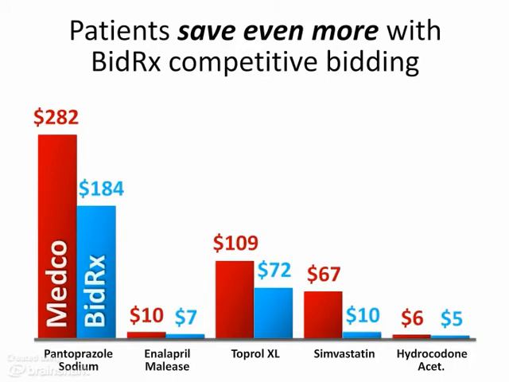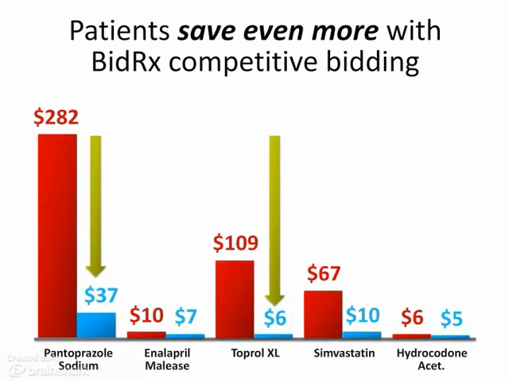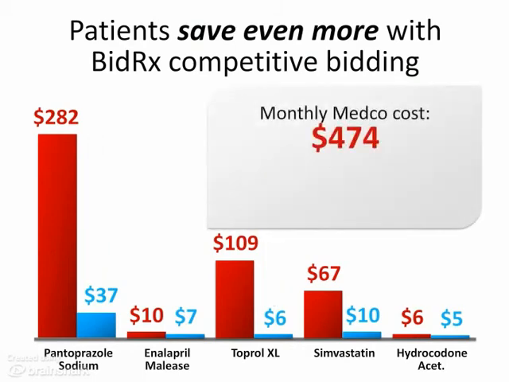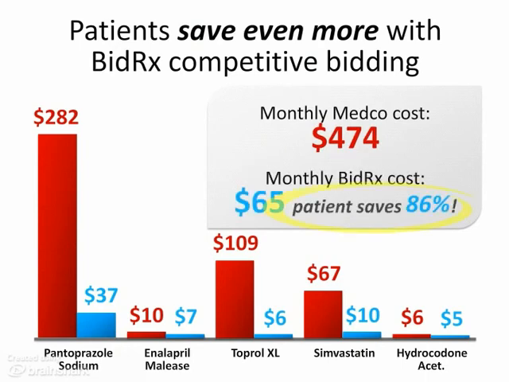But the good news doesn't end there. We have the big payoff of the 86% possible savings. So we set that up with a title, Patients Save Even More with BidRx Competitive Bidding. And on the animation, we see that 2 drug prices drop dramatically. But rather than let the audience come to the conclusion that the patients are saving a lot of money, we tell them the monthly Medco cost is $474. The monthly BidRx cost is $65. Big swoosh circle. Patient saves 86%. Now that is the most important takeaway from this slide.